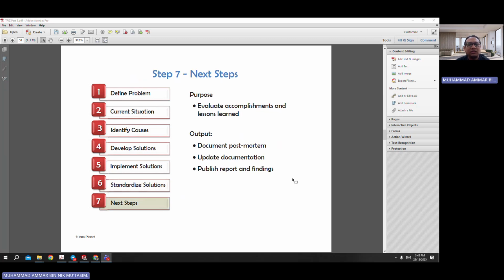And last but not least, the purpose of the next step is to evaluate whether our solution has accomplished or not. And if our solution has accomplished, we can document the process, update the document, and publish and report findings so that other people will understand what we are dealing with.